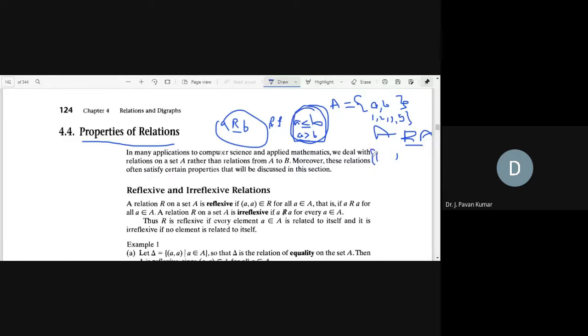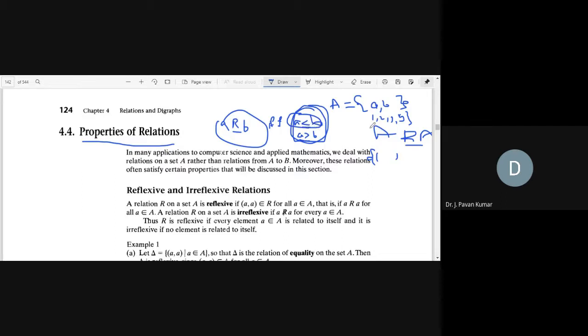So R will have 1 comma 1. A less than or equal to B, so 1 comma 1 will also be part of this relation. Next, 1 comma 2, 1 comma 3, 1 comma 5. Similarly, 2 comma, this is the condition to satisfy. Can we have 2 comma 1? 2 comma 1 means 2 less than or equal to 1. It is not true. So 2 comma 1 will not be part of this relation.